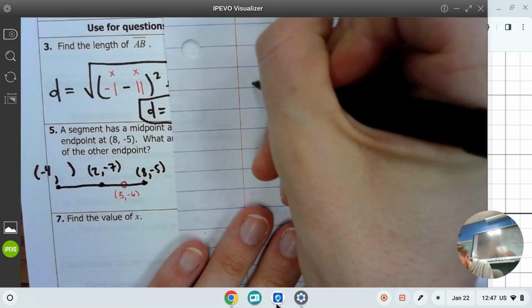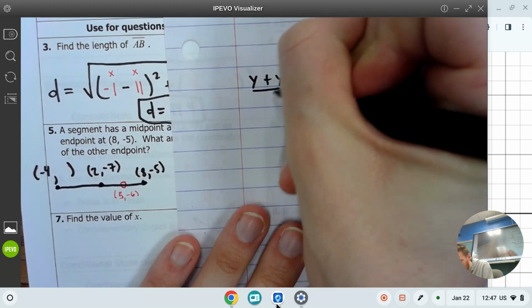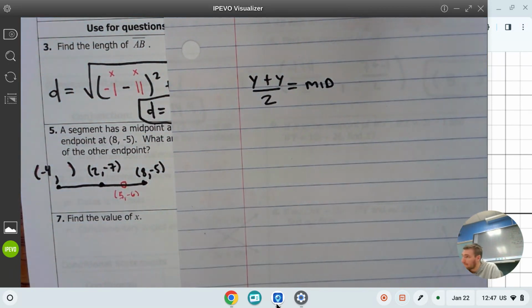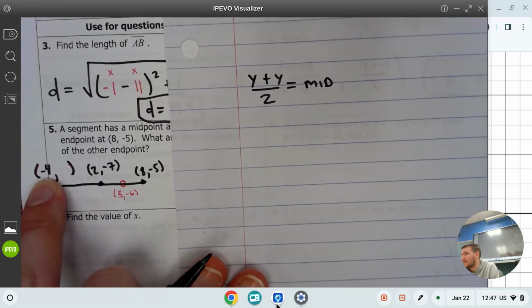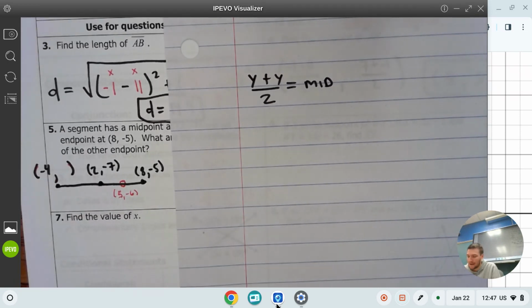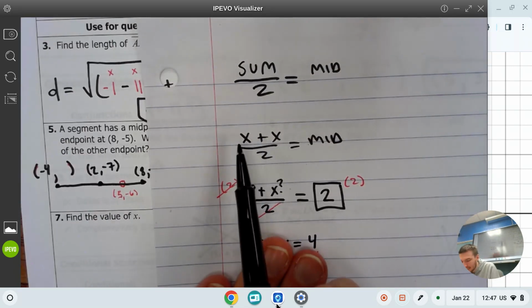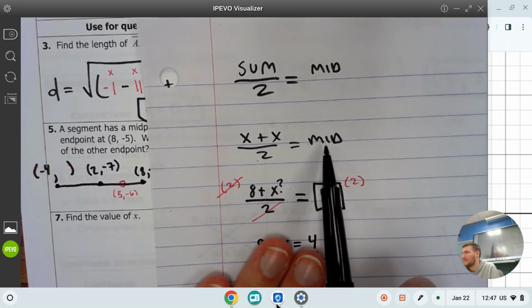So our formula is y plus y divided by 2 equals the midpoint. You cool with that? Why is not x plus x? Well, we already figured out the x was negative. We're just moving on to the y now. Okay. So the x is the same exact formula. Like, look. So okay, let's do the x first. The x formula is x plus x divided by 2 equals the midpoint.